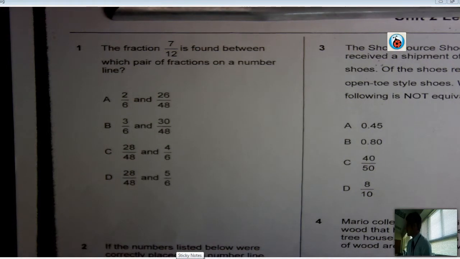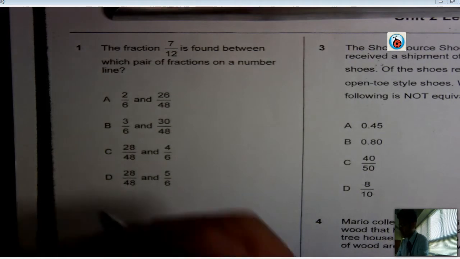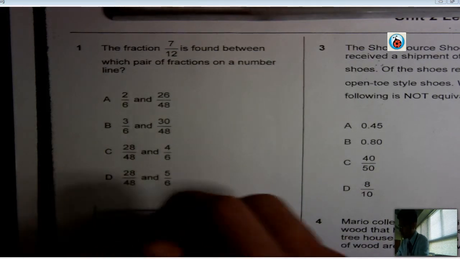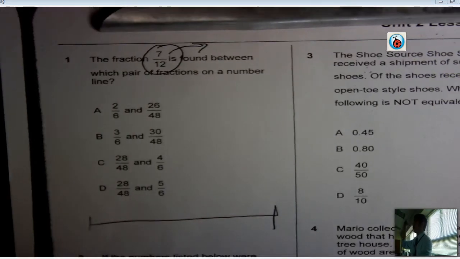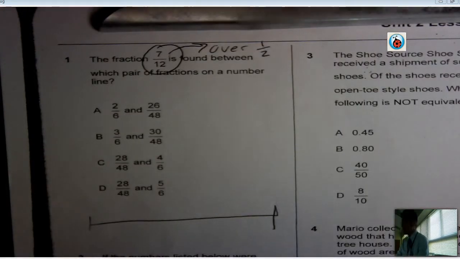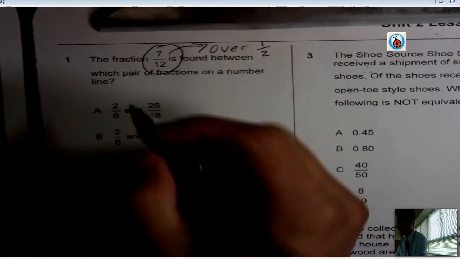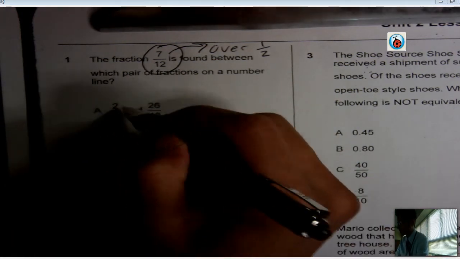Number 1 says the fraction 7/12 is found between which pair of fractions on a number line? So we're looking for something that 7/12 has to be in the middle of. First thing we should ask ourselves: is 7/12 over half or under half? Over. It's over a half, right? That means we have to find a number that's under half and a number that is over it. Okay? So let's look at the first one, A.